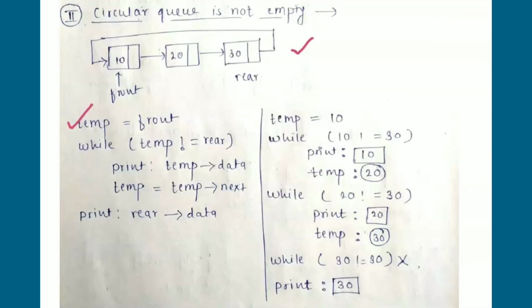So I will hold a front with a temporary variable. After that, I will use a while loop temp not equal to rear and I will be able to print a data 10 and 20. And after that I will print a rear data separately. So this is the first way to display a circular queue. You can use do while loop instead of while loop for printing a circular queue. Hope it is clear to you how to implement circular queue using linked list, that is nothing but circular linked list.